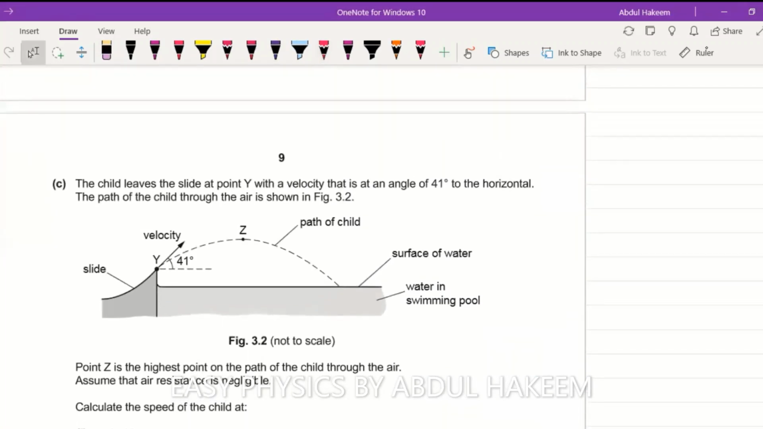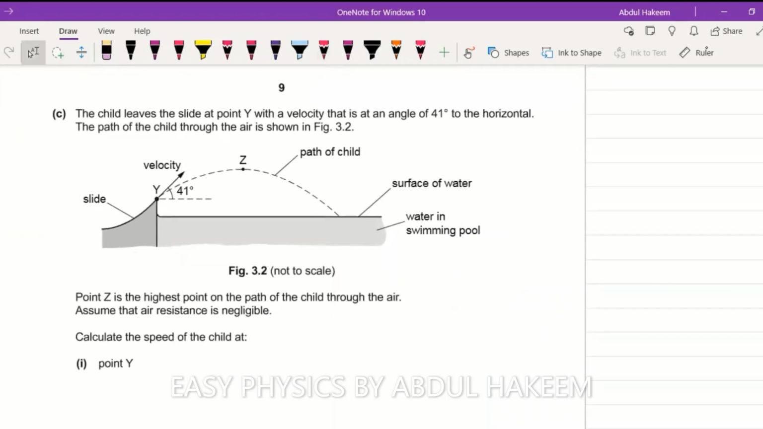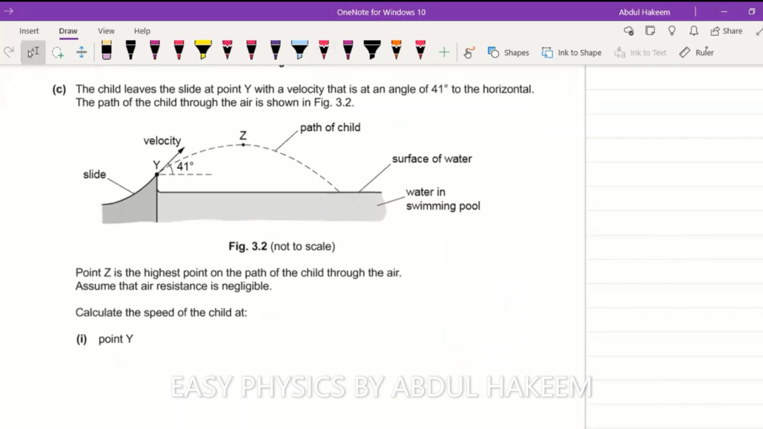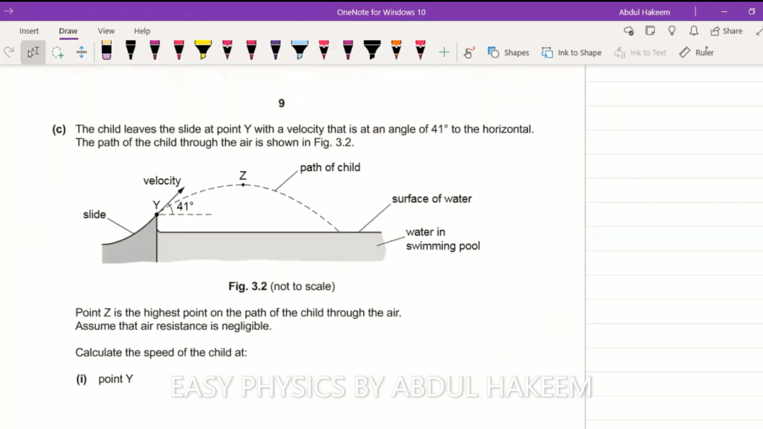Now, after the point Y, the child makes a projectile. The question is: the child leaves the slide at Y with a velocity at an angle of 41 degrees to the horizontal. The path of the child in the air is shown, meaning the projectile. The point Z is the highest point on the path of the child in the air. Assuming that the air resistance is negligible, calculate the speed of the child at Y.